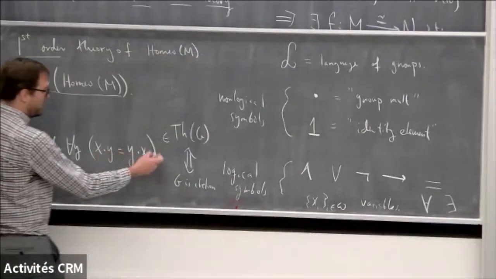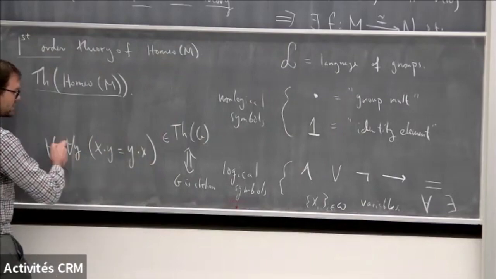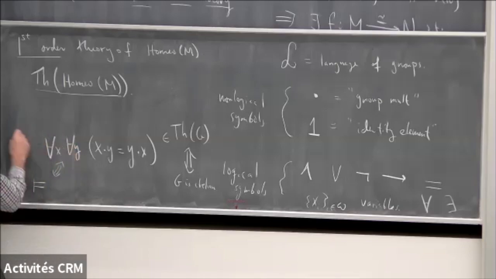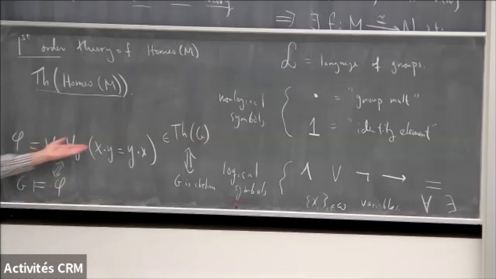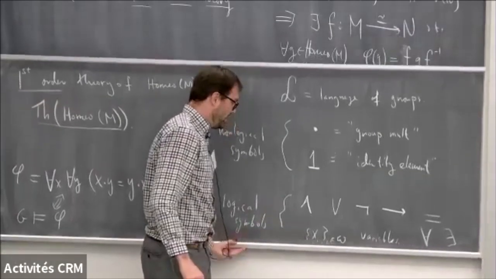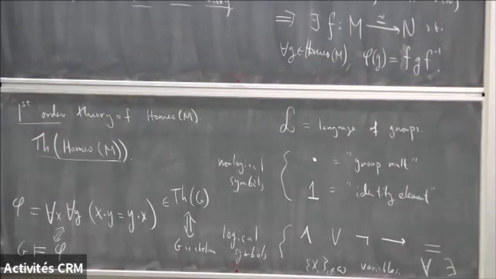The inclusion of some sentence in the theory of a group is oftentimes also written as G models a particular sentence. It's called phi. So we write G models phi if and only if phi is in the theory of that group. Okay, so that's all in terms of a crash course on model theory.